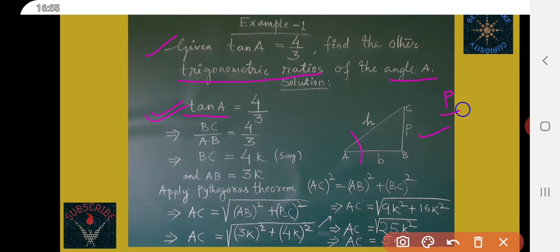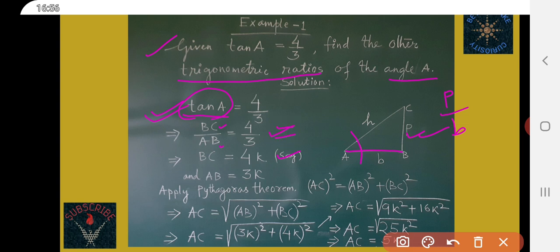P by B. Here P is BC, so you can write BC by AB. In place of tan A, you can write BC by AB is equal to 4 by 3. And now you can write BC equal to 4K, you consider it, and AB equal to 3K.